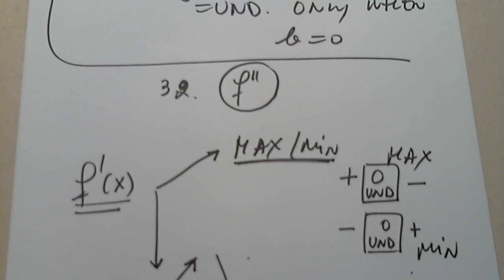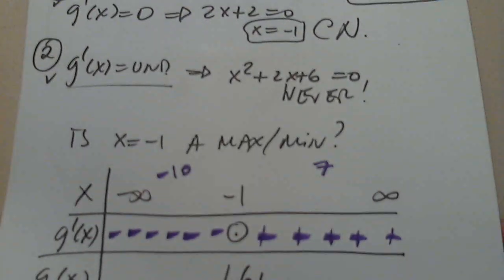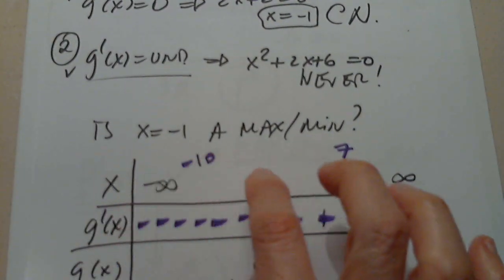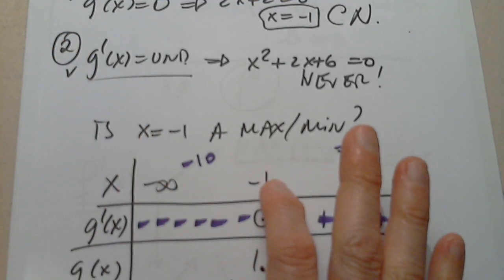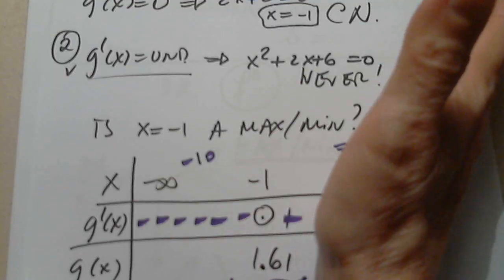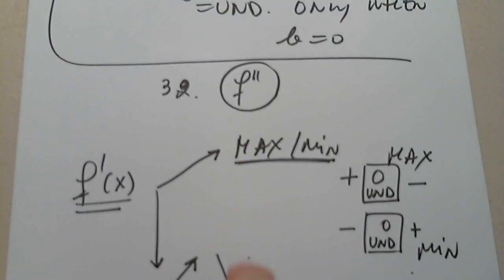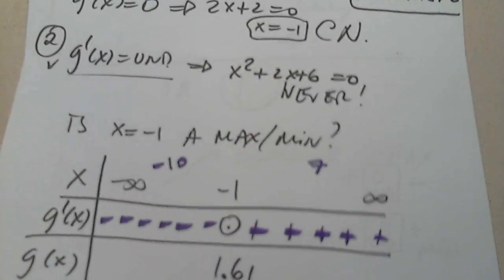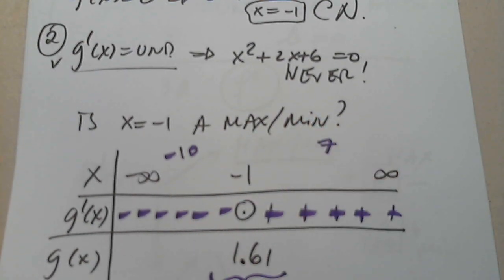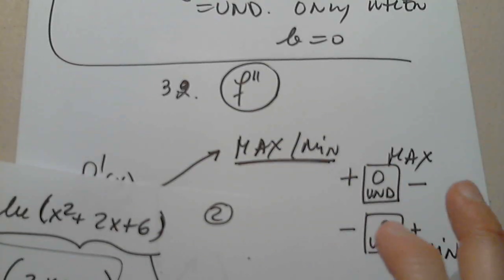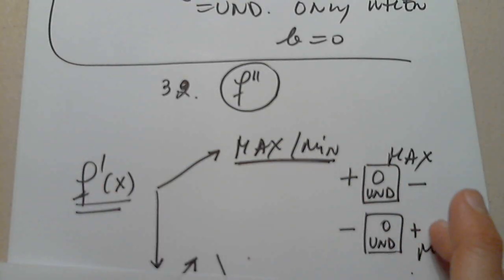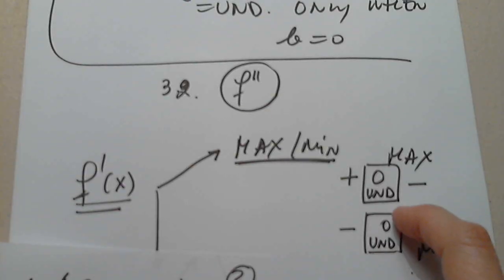So coming back to the previous example for a moment, what did I find from f prime? I found that this function between negative infinity and negative 1 is always decreasing. Between negative 1 and infinity is always increasing. And I also found that this function has a local minimum because it changed sign. The derivative changed sign from negative to positive. And here I either have 0 or undefined.